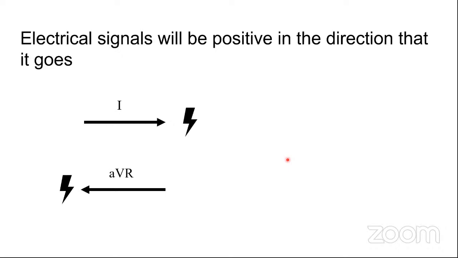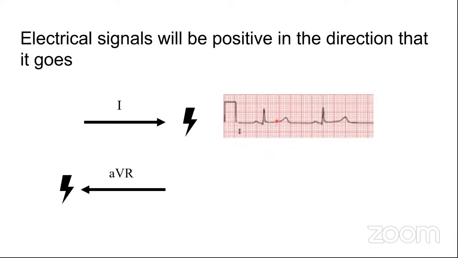All right, so if our electricity is moving in the same direction as a lead, that should lead to a positive deflection. So again, what we're seeing here is positive electrical activity: upright P wave, upright QRS, upright T. All right, I see a few questions in the chat. I'll get to those in just a second here. Okay, great. Everyone's saying positive, awesome.